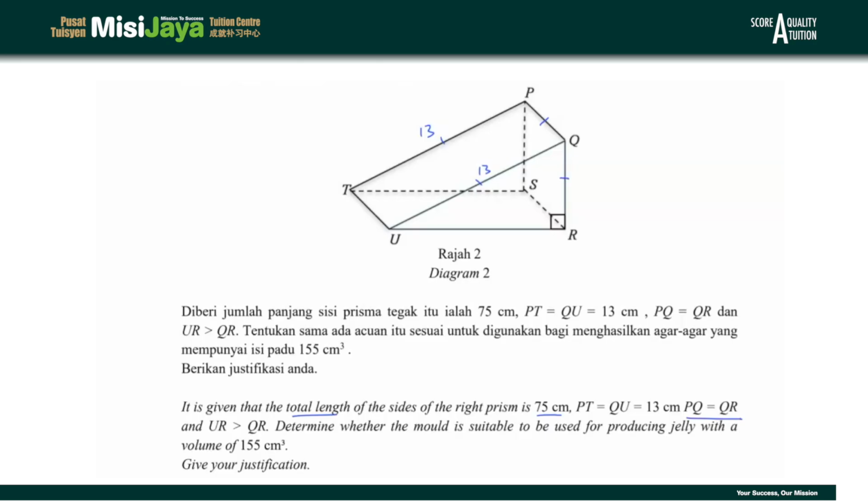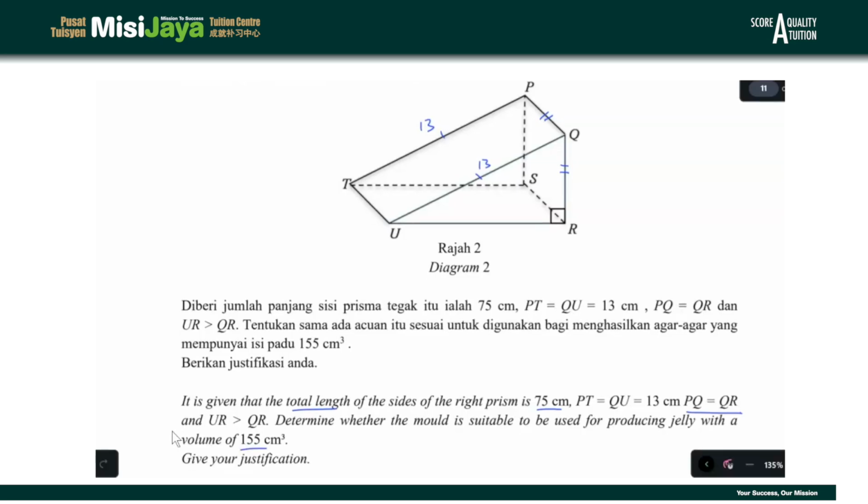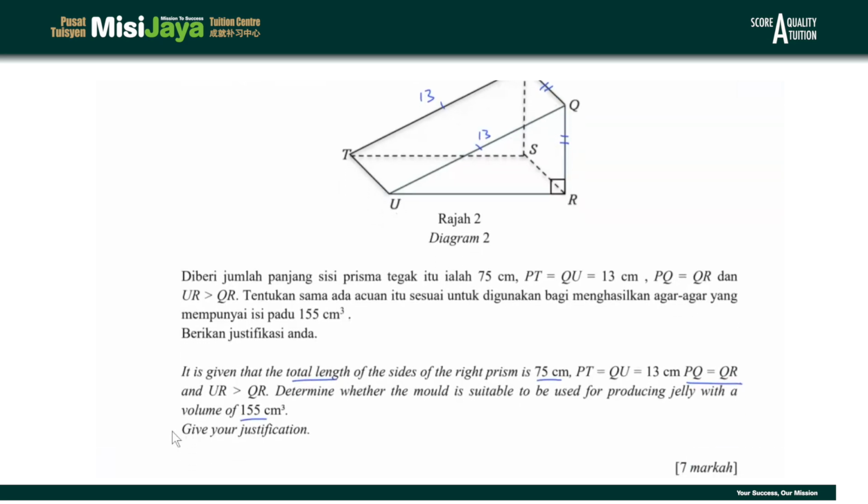Which means that the other side is a square. Okay, this is a square. And UR is longer than QR. So, determine whether the mold is suitable to be used to produce a jelly with a volume of 155 cm³, and give your justification here.